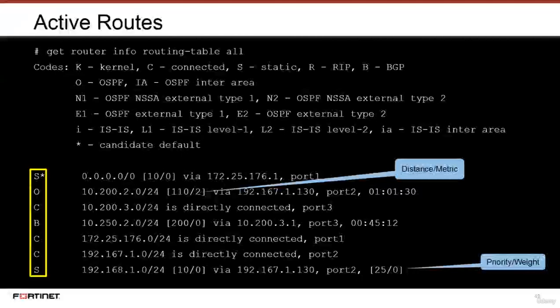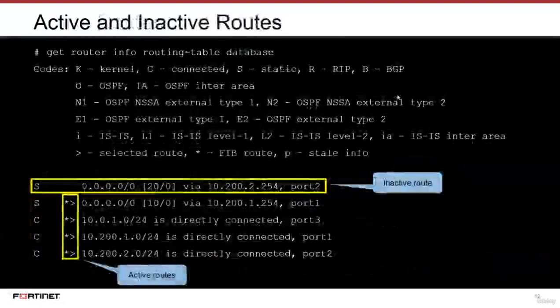For example, when static routes to the same destination subnet have different distances, the one with the lower distance is considered active and thus is installed in the routing table. The one with the higher distance is considered standby and therefore not installed in the routing table. So this command displays only the one with the lowest distance. Active and inactive routes.